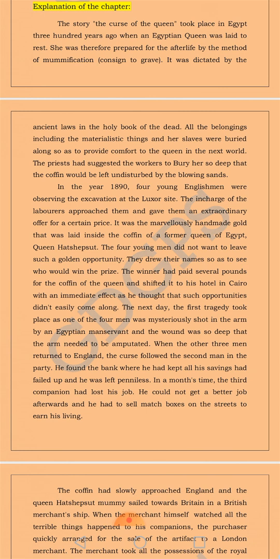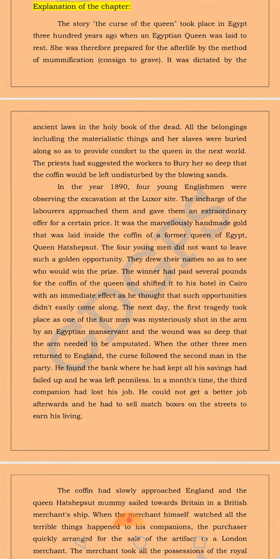The next day, the first tragedy took place as one of the four men was mysteriously shot in the arm by an Egyptian manservant, and the wound was so deep that the arm needed to be amputated. When the other three men returned to England, the curse followed the second man in the party. He found the bank where he had kept all his savings had failed and he was left penniless. Now, penniless means he was completely without money.